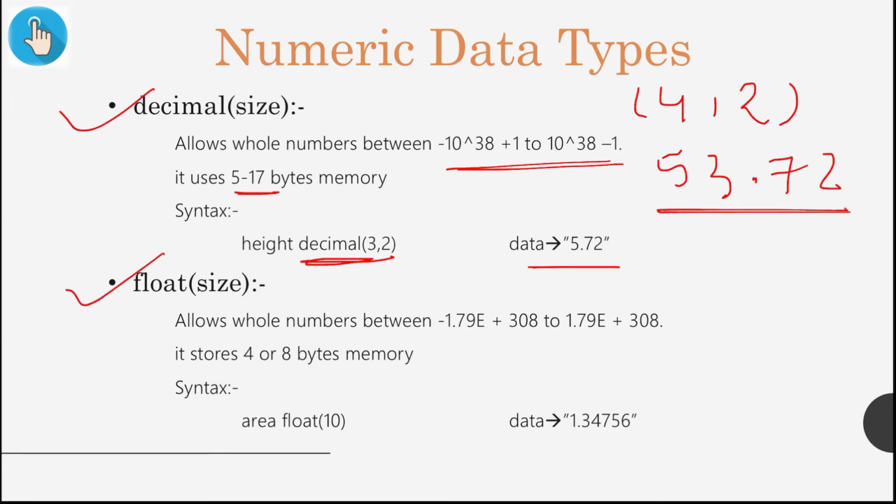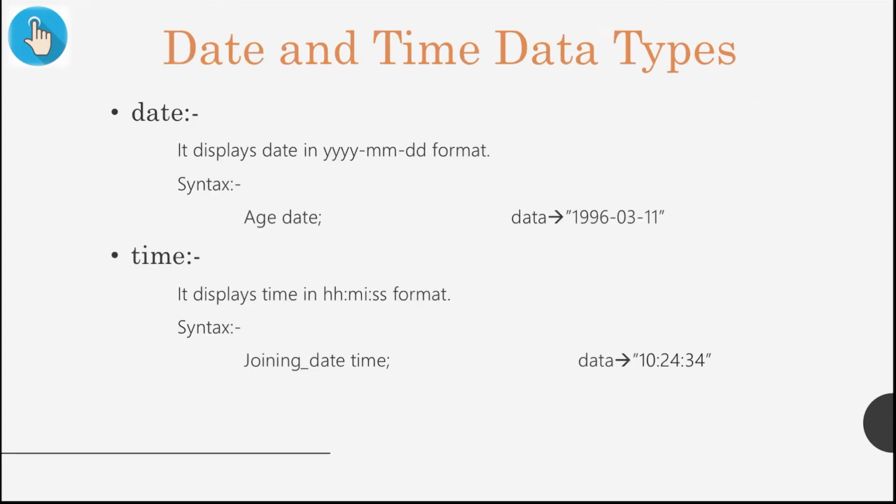Float is similar to decimal and it stores 4 to 8 bytes of memory. Float gives us 8 digits after the decimal. So we don't get an accurate result, and we don't want large numbers like this. For getting an accurate output, we always use decimal rather than float. So this is all about the numeric data type.